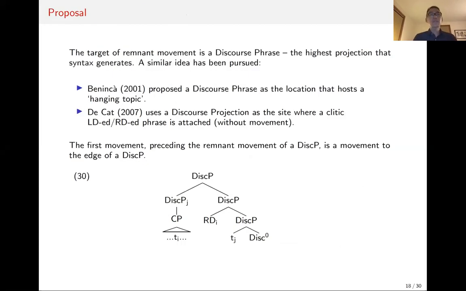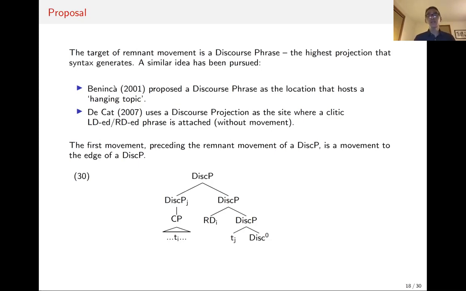All right, so our proposal is this. The target of remnant movement is what we call discourse phrase, the highest projection that syntax generates. A similar idea has been pursued by different people. For instance, Benincà, I think this is the well-known paper, proposed a discourse phrase as a location that hosts what we call hanging topic. The topic doesn't involve clitic dislocation. I cannot remember exactly what the definition of the topic is. It's an even looser notion of topic than the typical clitic dislocation type topic. Also, Cécile De Cat, in a Natural Language and Linguistic Theory paper, uses a discourse projection at the site where clitic left dislocation or clitic right dislocation phrase is attached without movement.